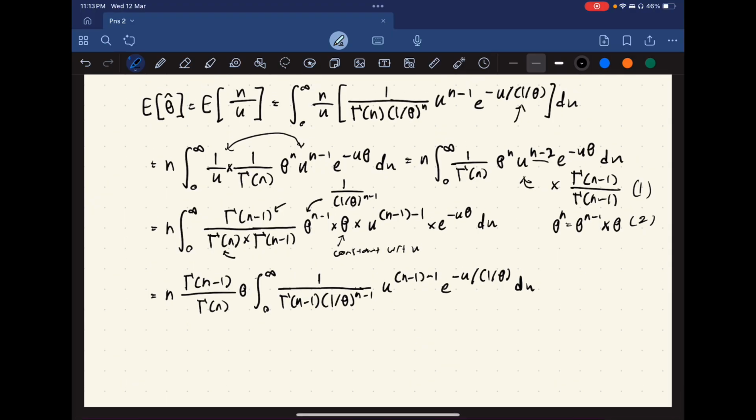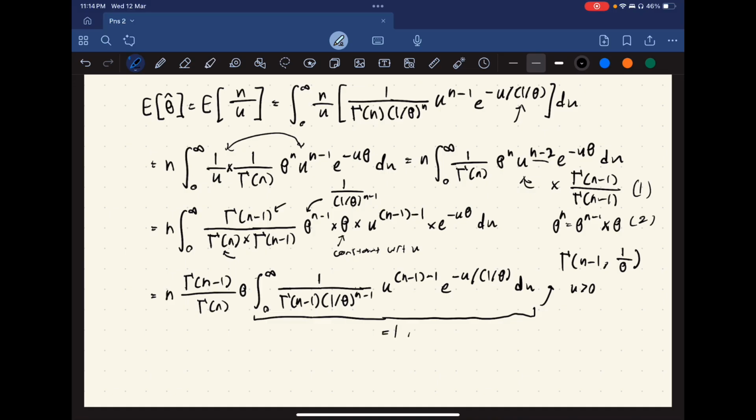Now, if you know your distributions, this here is just the PDF of a gamma distribution with parameter n minus 1 and scale theta. If this is the PDF and it's integrated along the entire support, which is u greater than 0, between 0 and infinity, the entire PDF integrates to 1.